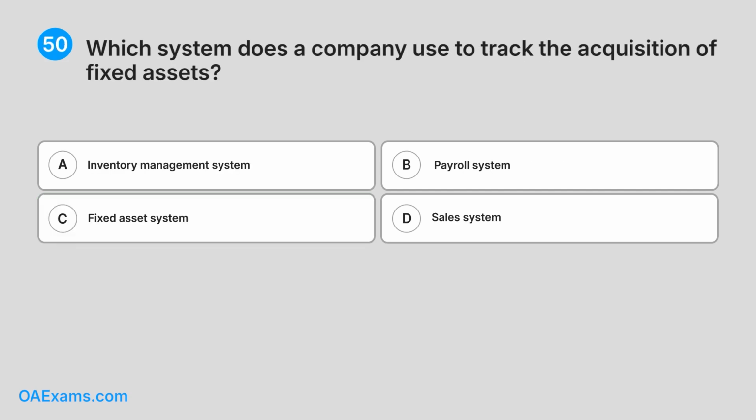50. Which system does a company use to track the acquisition of fixed assets? A. Inventory management system. B. Payroll system. C. Fixed asset system. D. Sales system. What do you think is the answer?